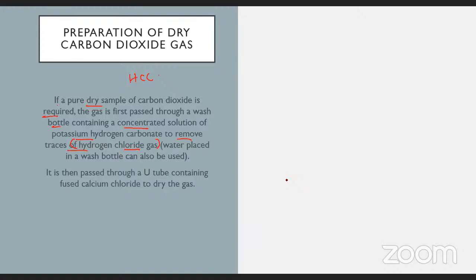Then from there, it is passed through a U-tube containing fused calcium chloride to dry the gas. So here we remove water. Here we are removing hydrogen chloride gas. Then after that, the gas is collected by downward delivery method, since it is denser than air.